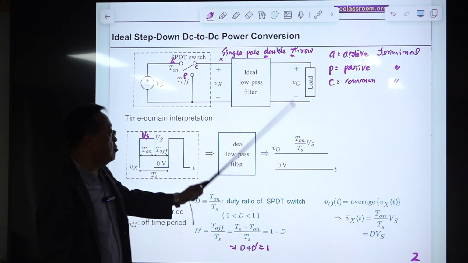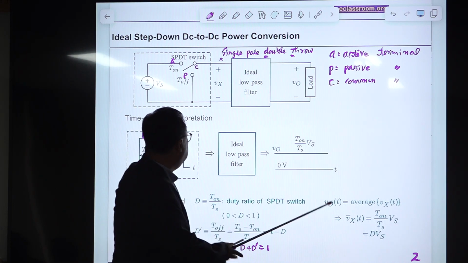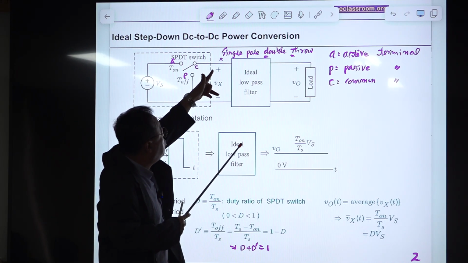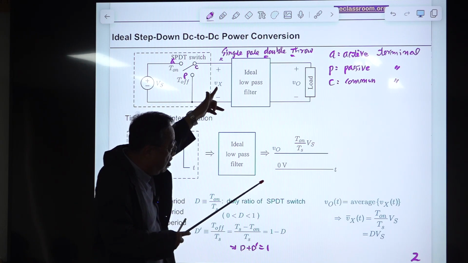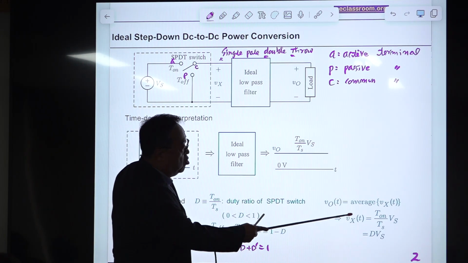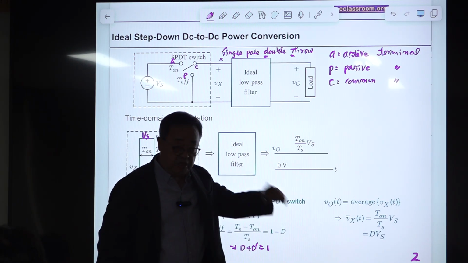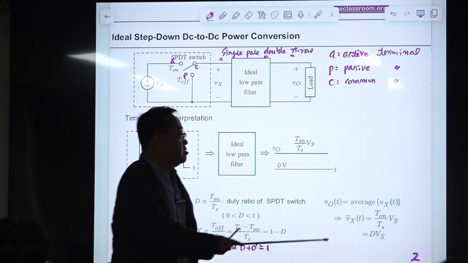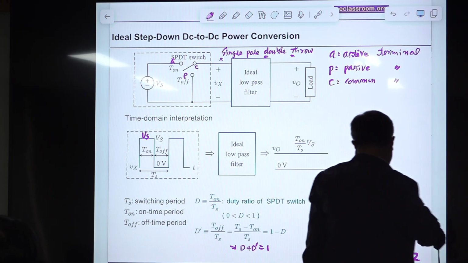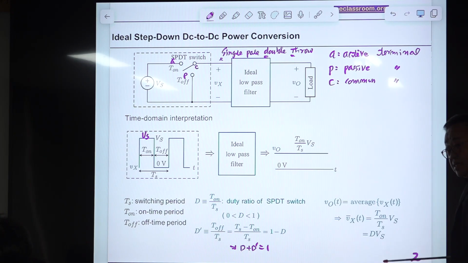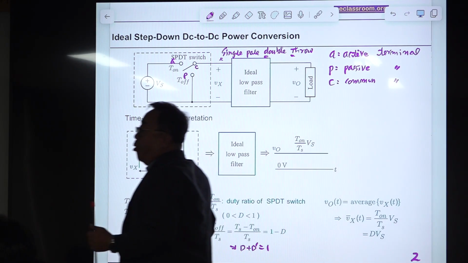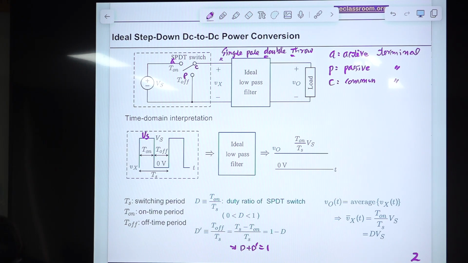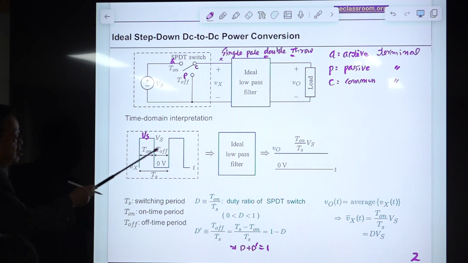So the output voltage of this system is the average of this voltage appearing at the input port of this ideal low pass filter. So this bar means the average operation is performed on this. So this is average value of this. So this becomes D, right? So DVs is the voltage gain of this step-down converter. This is so obvious. Okay, this is time domain interpretation. So this functional block is transferred to this.